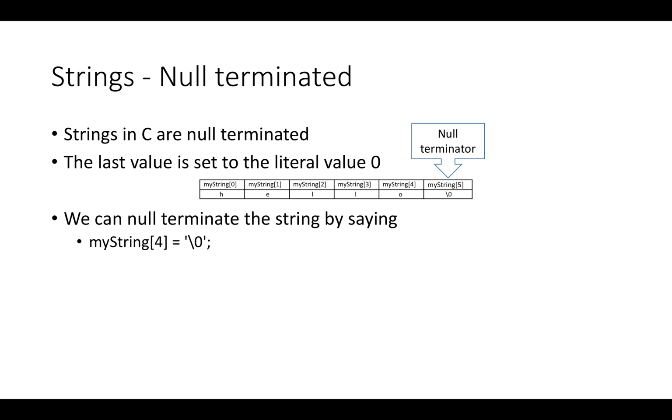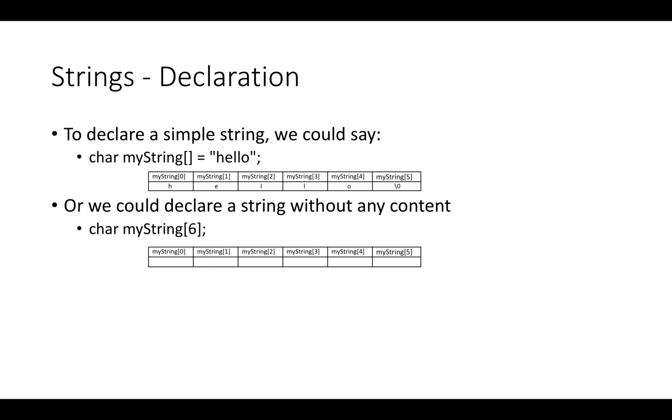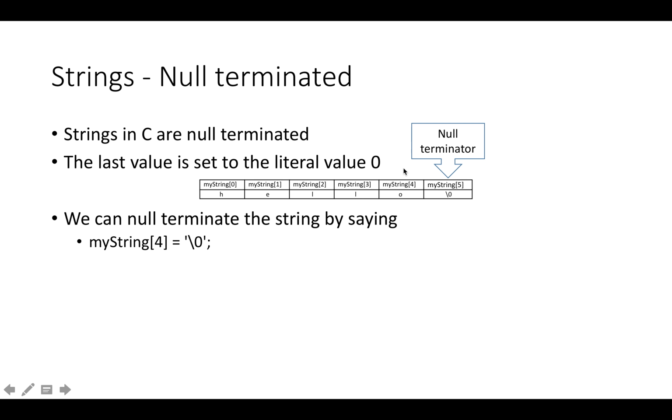One thing that you might have noticed before is, in this example, our string, when we declared it hello, was actually of size 6, and it had something at position 5, and that is called a null terminator. So strings in C are null terminated. That means the last value is set to the literal value 0.